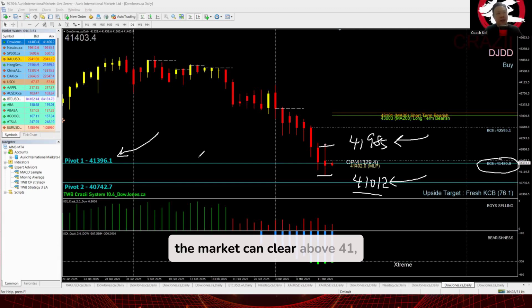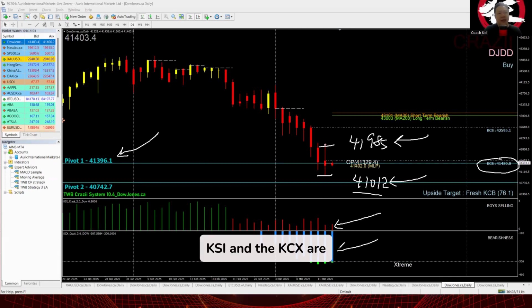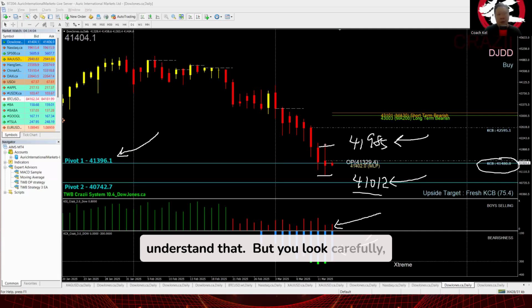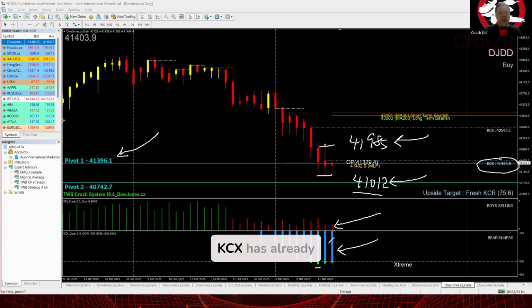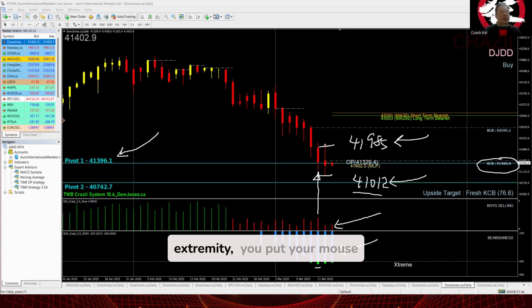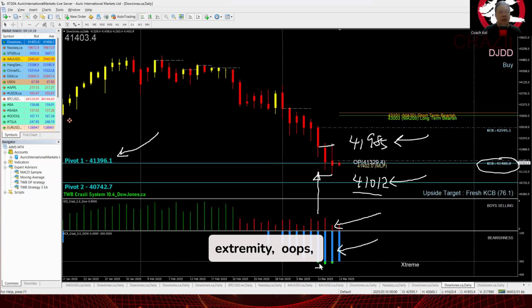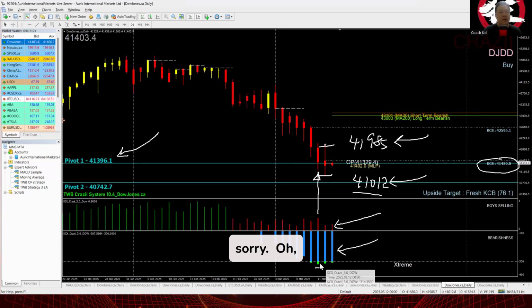So as long as the market can clear above the 41,396, the pivot one, it is still a buy in the market. All right, but you say the KSI and the KCX are all bearish. Exactly, I understand that. But look carefully, the KCX has already technically bottomed around this day, which means that the extremity of the KCB, when you put your mouse over, you'll notice the extremity was minus 318.